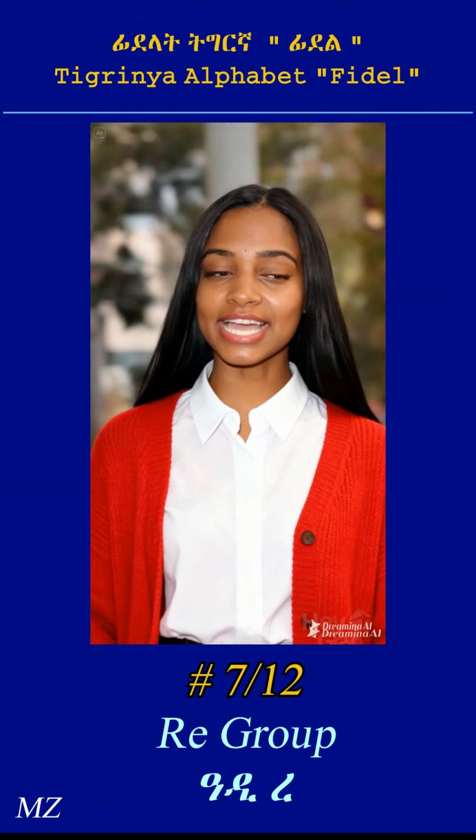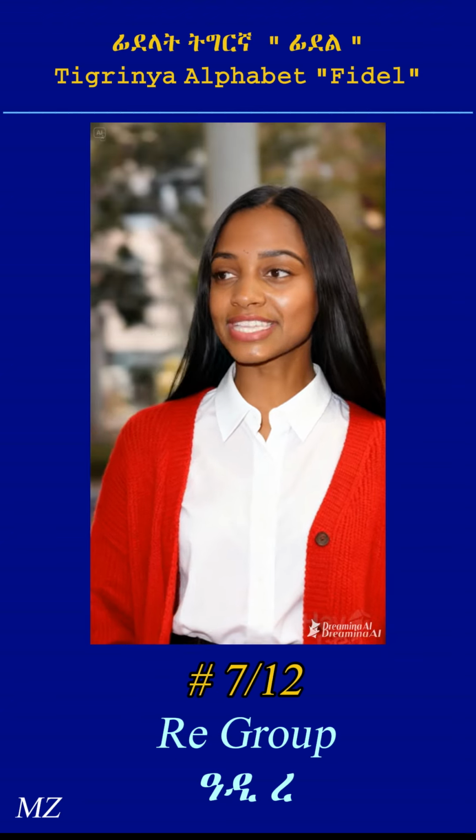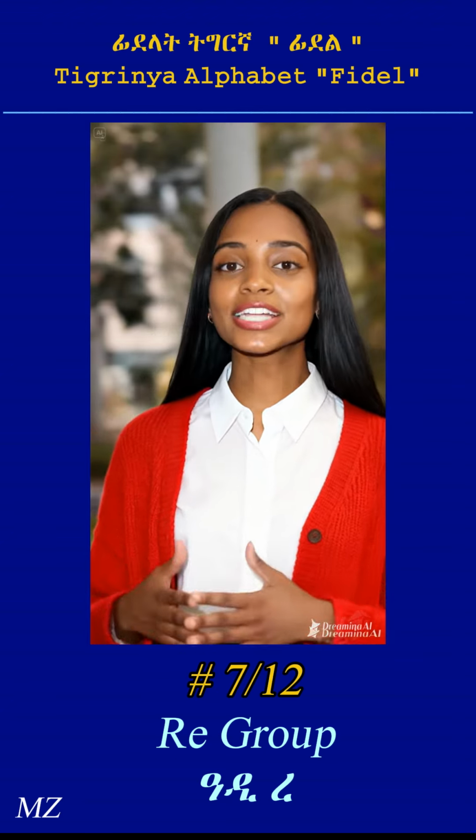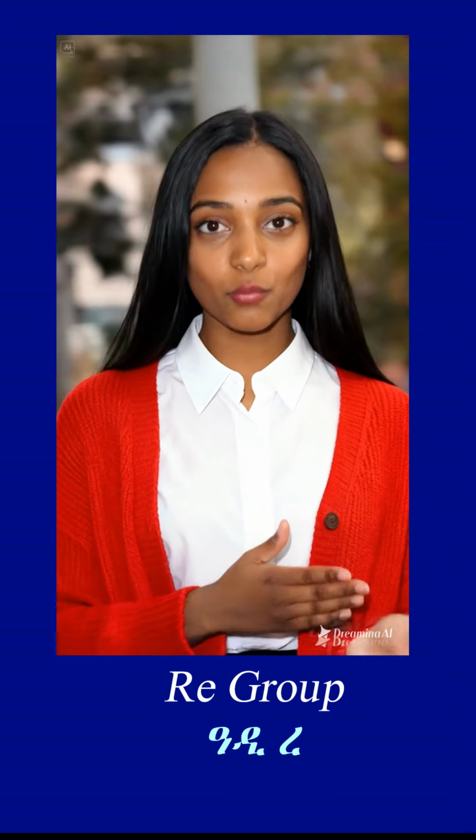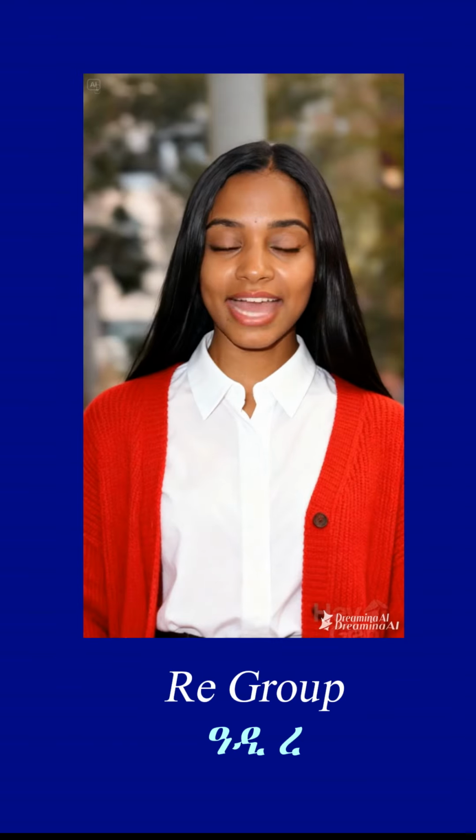Fidel, Tigrinya Alphabet. In chapters 5 and 6, we worked out the letters G, N, N, Y, T, Ch, K, K. We have reached the halfway point of our training course. In this lesson, 7, we will study the Re group. This group consists of 2 letters, Re and Fe. Let us see how we put the marks.